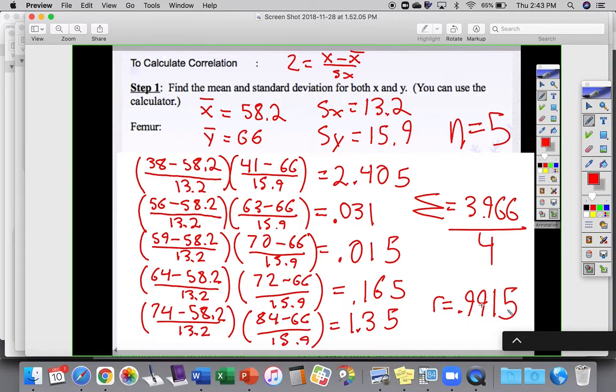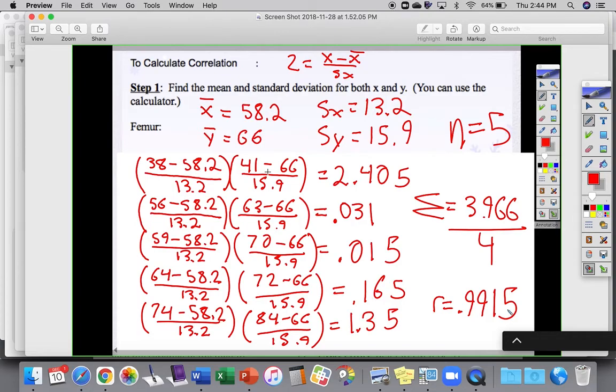What does correlation mean in this data? 0.99 is almost a perfect 1. So this data is almost perfectly linear. That means the strength is strong. This is strong correlation. It is also a positive number, so it's positive and strong. But this is how you calculate our correlation by hand. Okay, this is how you calculate correlation by hand.